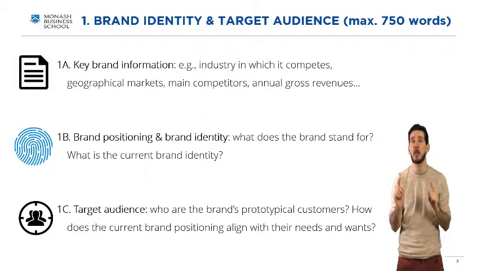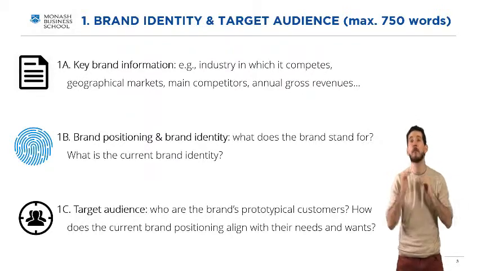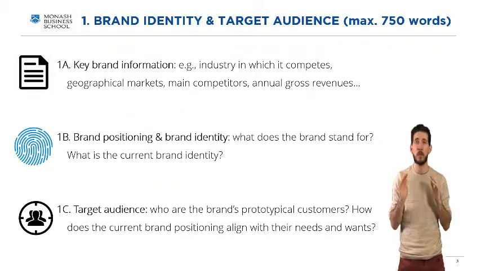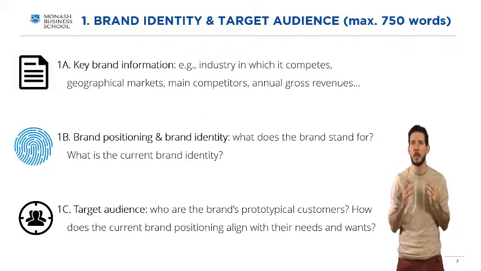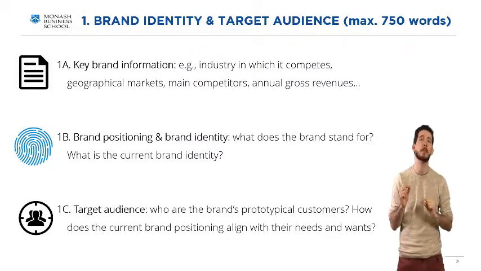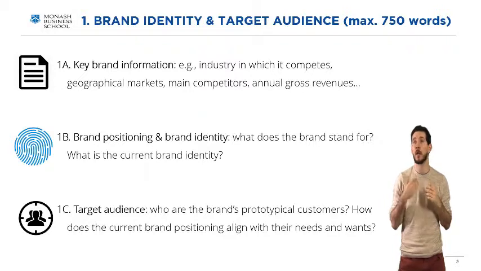Now, the first section is about key information about a brand and its brand identity. And there are 3 main subsections. Now, I've indicated about 750 words as the upper limit for this section, and probably 200, 250 words for each of these 3 subsections is what I would suggest.